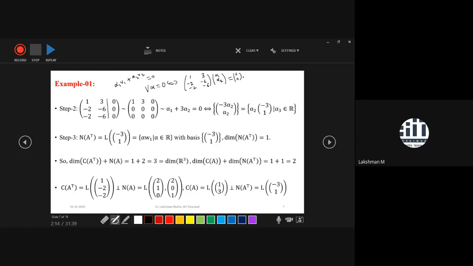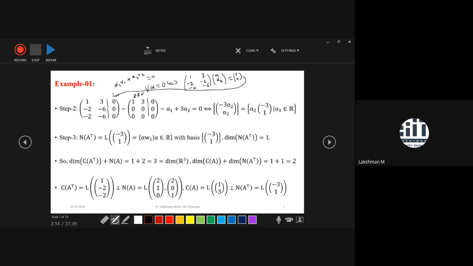So what is the procedure for a system? You have already seen that you first write it in terms of the augmented matrix. Here, in the coefficient matrix, we add one more extra column. That column we call the augmented column. Then we apply elementary row operations. Through that, we get the reduced form, the row reduced equivalent form, RREF.